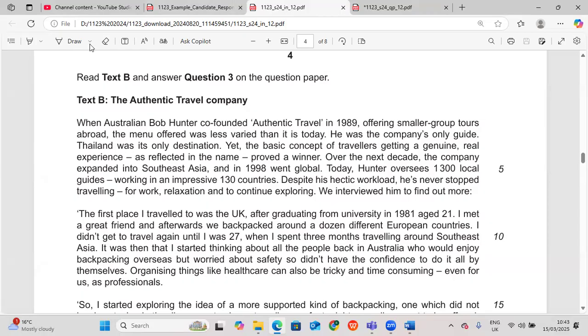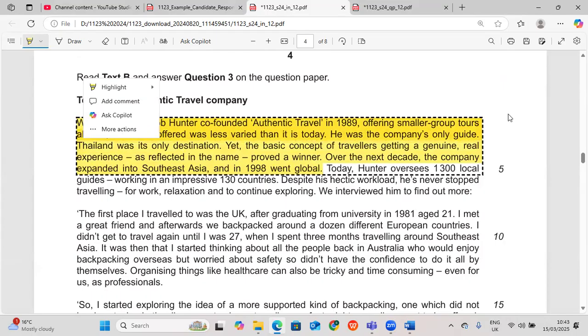The possible points that you can write in the summary, obviously it's about history, so you need to write down a bit about when this company was established. So a bit of this one, okay? When it was established and when it became global. So this entire part I've highlighted can be summed up in just one or two lines.